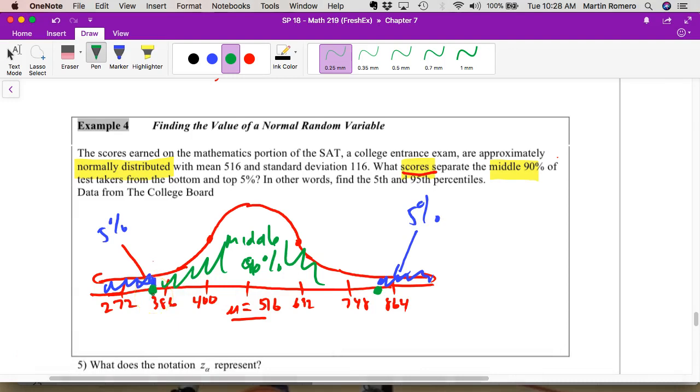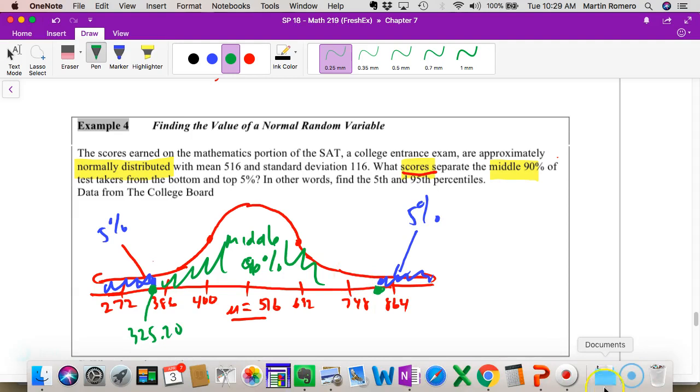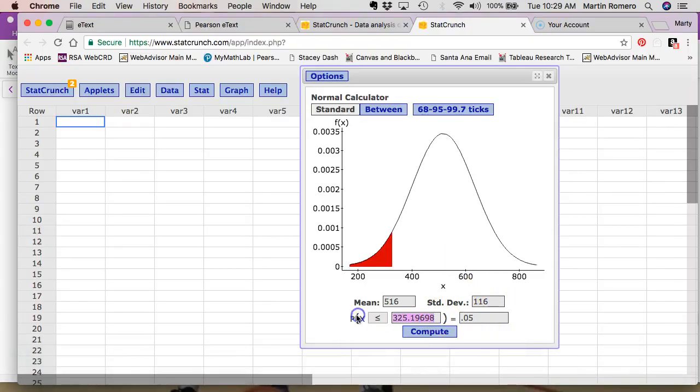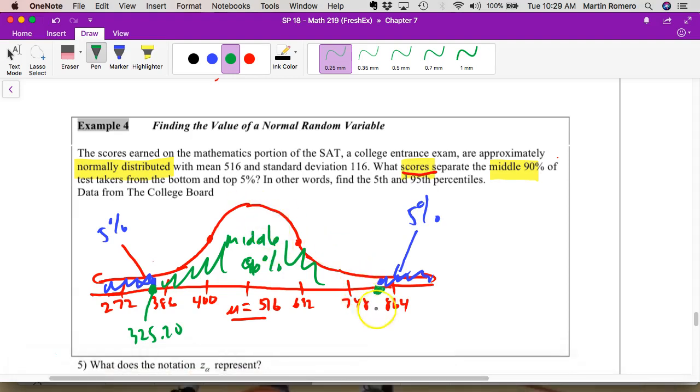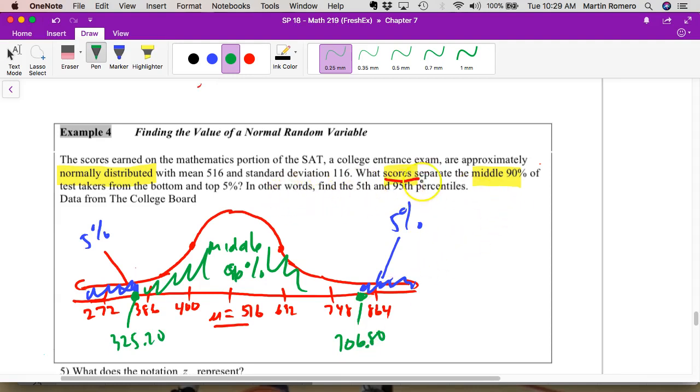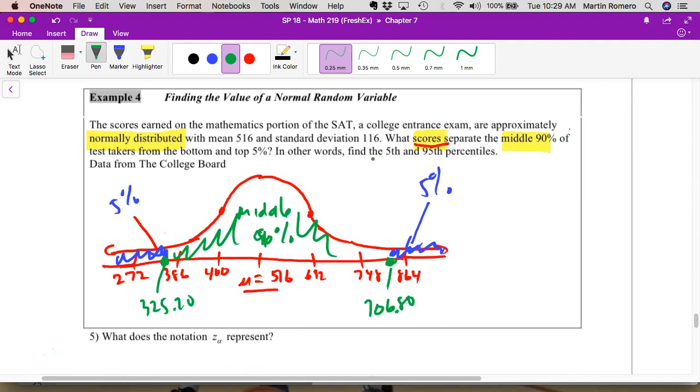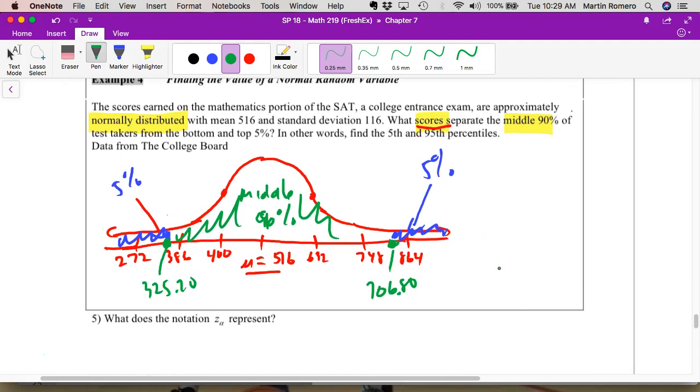And so this number here is 325.20. And then I'm looking for this one over here. We're going to use the same setup. The only difference is I'm going to change this to greater than, and now I got 706.80 for the top 5% over here. So this here is 706.80. These were the scores that separate the middle 90% from everyone else, or another way to say it is find the 5th percentile and the 95th percentile. Those are all equivalent statements. There we go. So you just got to practice that.